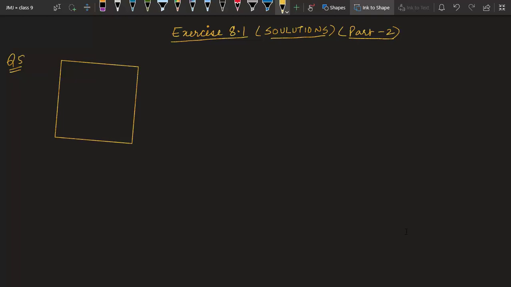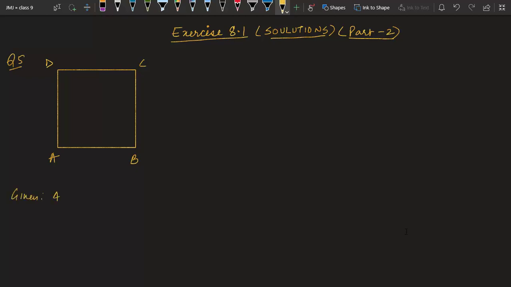Okay, let me draw it again. It will be like this. Okay. So now we have a quadrilateral ABCD. This is a quadrilateral ABCD. It just looks like a square, but we are not saying it is a square. Okay. So what is given to us about this?